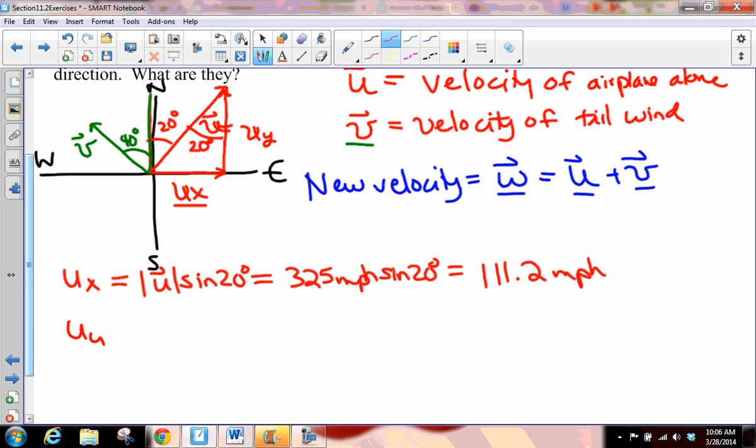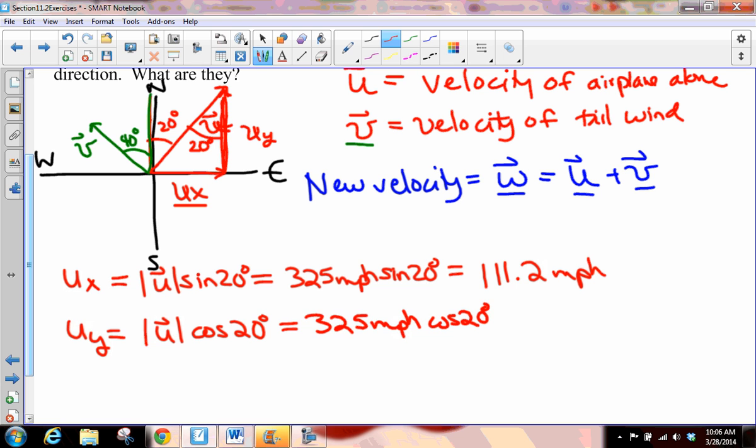And I can do something similar for uy, which I've already drawn in here, and that is going to be the magnitude of u, in this case times the cosine of 20 degrees, because I know that uy is adjacent to my angle. So that's going to be 325 miles per hour times the cosine of 20 degrees, which is going to give me 305.4 miles per hour.